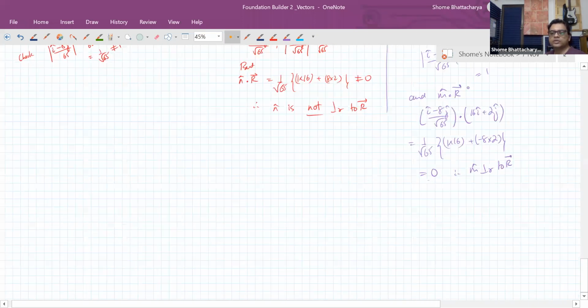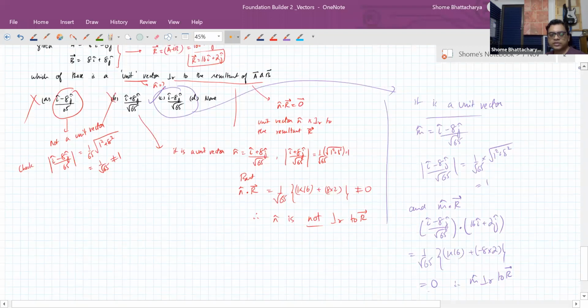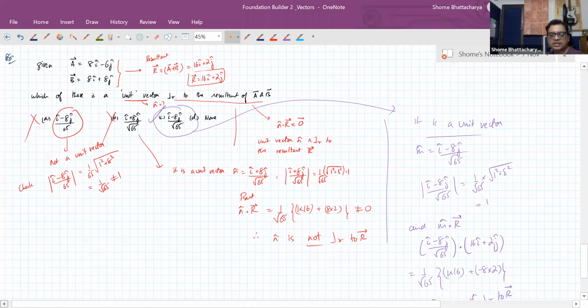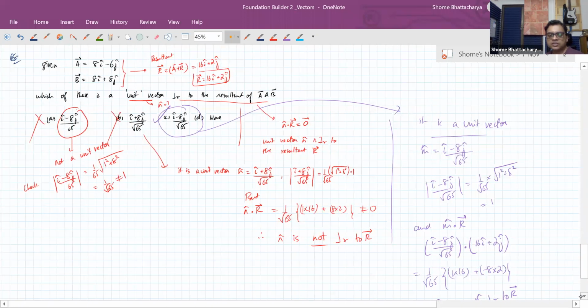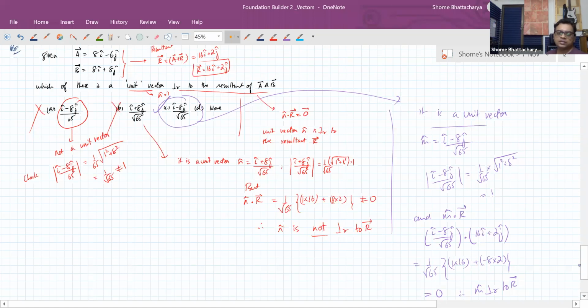So this is an important question in that sense. You have to be a little alert about what the question is asking. Both the conditions have to be satisfied. First of all, is it a unit vector or not? Because they are asking for a unit vector perpendicular to the resultant. And secondly, if it is a unit vector, then is it perpendicular to the resultant or not?